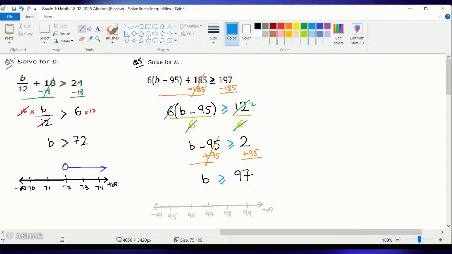That means b can be equal also. So whenever it's equal, we draw a dot. And greater than means b could be 97 or any number greater than 97. That means it could be 98, 99, 100, and so on. So what we did was, for the inequality, we find the answer and we plot it on a number line.